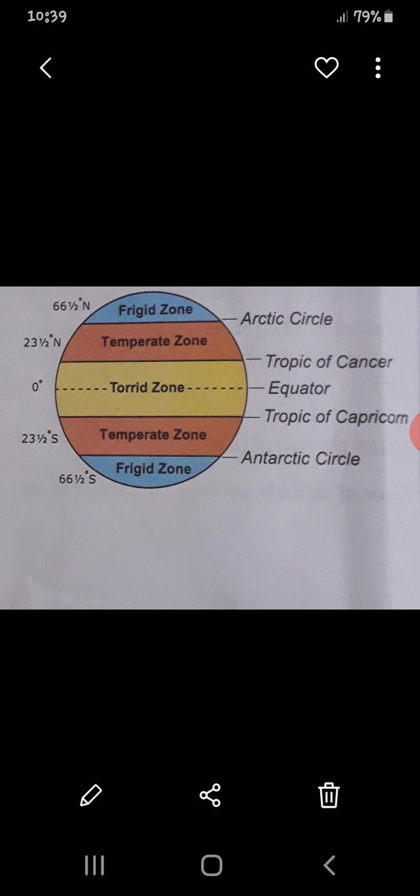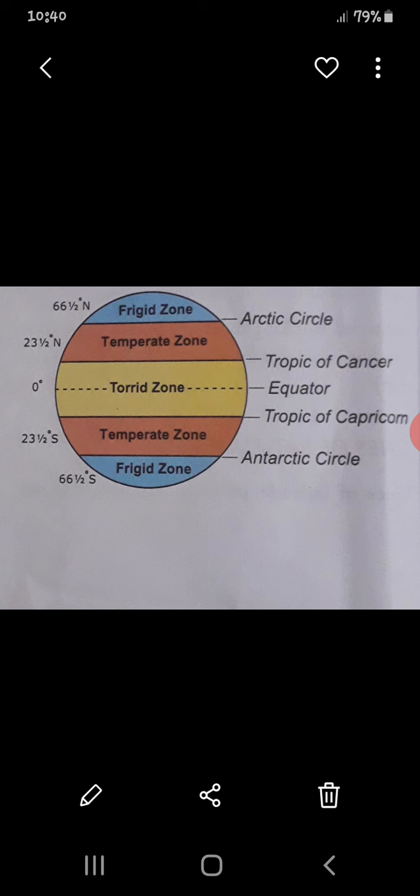It decreases. So what happens? The areas bounded by the Tropic of Cancer and the Arctic Circle in the northern hemisphere, and the Tropic of Capricorn and the Antarctic Circle in the southern hemisphere, have moderate temperature. You can see in the picture, these are moderate temperatures. So these are therefore called the temperate zones.